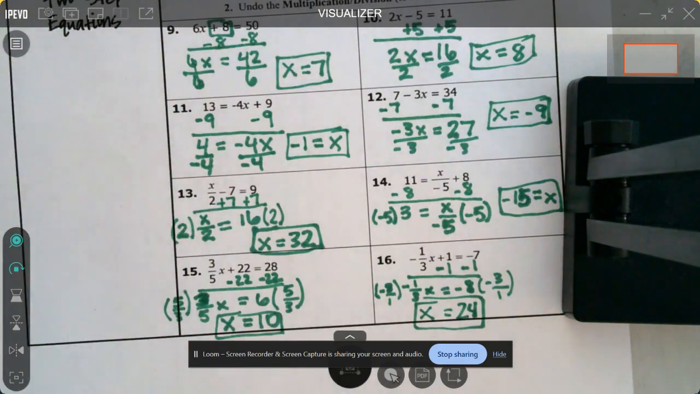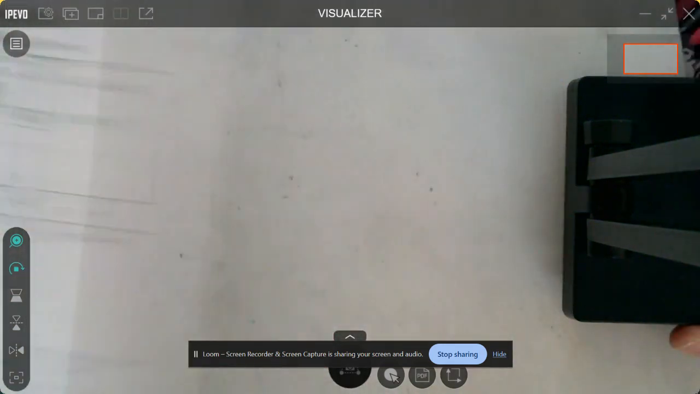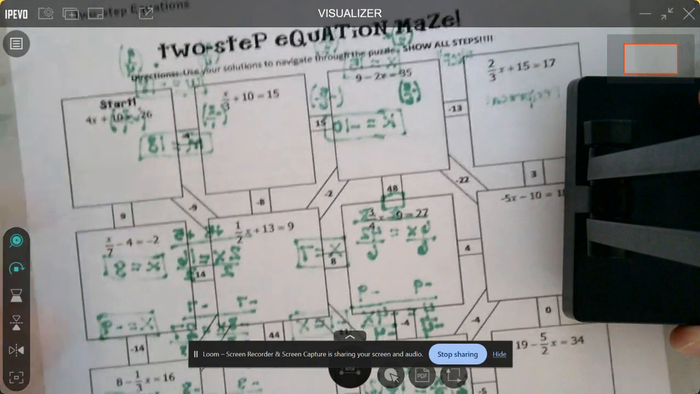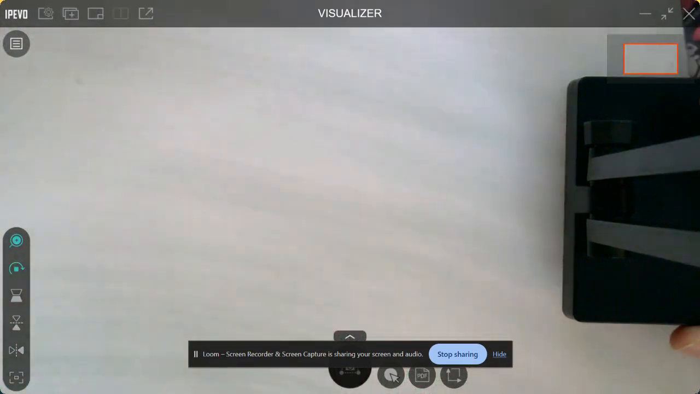All right, guys, great job. You now can flip this page over, and you should complete the must-do, which is this maze. Okay? Good luck, guys.